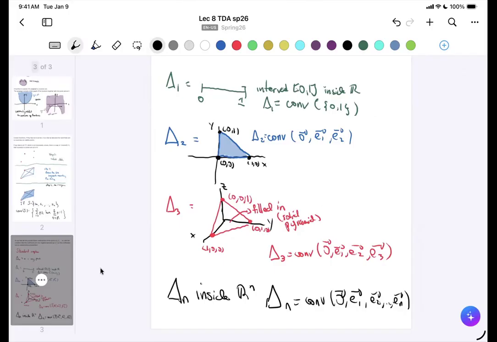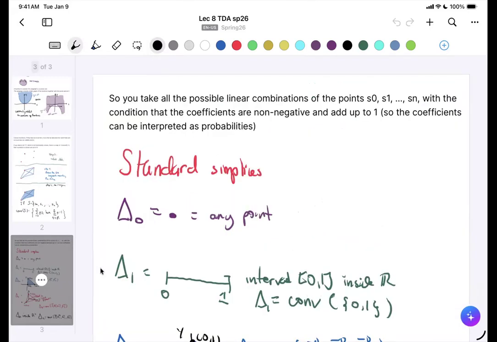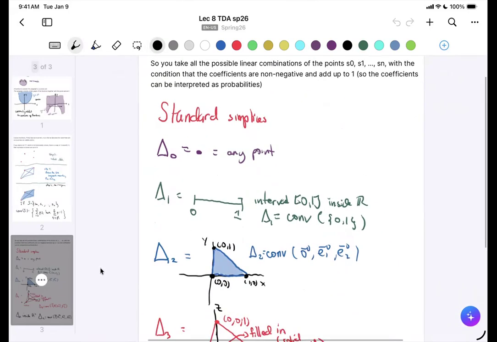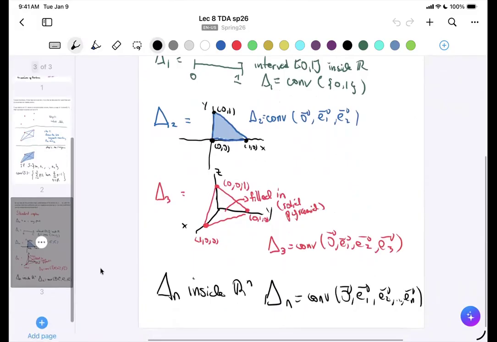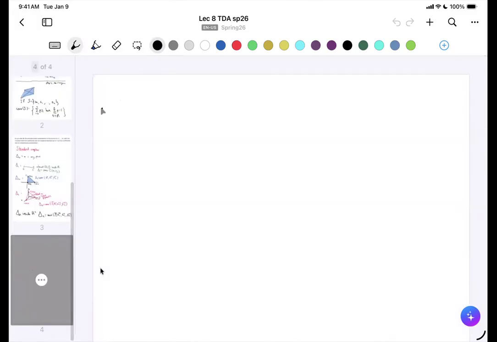In a sense, these are natural generalizations of a triangle. They're higher dimensional versions of a triangle, right? If you think of a pyramid, it's like a solid version of a triangle, a 3D version of a triangle in some ways. So as a mental picture, these standard simplices are the higher dimensional analogs of triangles.